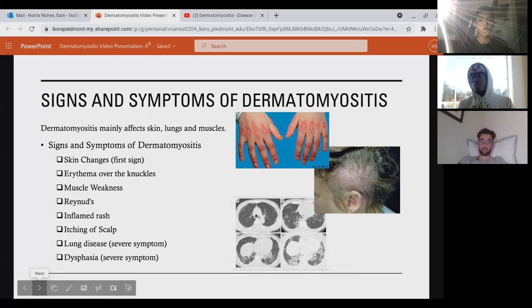This rash does not go away with time. It can also cause itching of the scalp, and lung disease, which is progressive shortness of breath, which could make oxygen unable to reach the tissues. And finally, it can cause dysphagia, which is trouble swallowing.